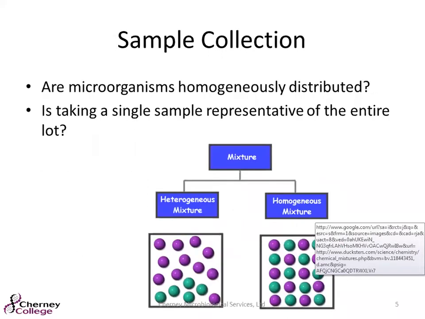So when we talk sample collection, think: are microorganisms homogeneously distributed? In a perfect scenario, you would take sample 1, and if something was there, you would find it during testing. But in reality, that's not how it goes. In a block of cheese, you could have it in one corner and not in the other corner. So is taking a single sample representative of the entire lot? That's obviously a balancing act, because we know that with most products, it's not homogeneous. It is kind of clumped together.